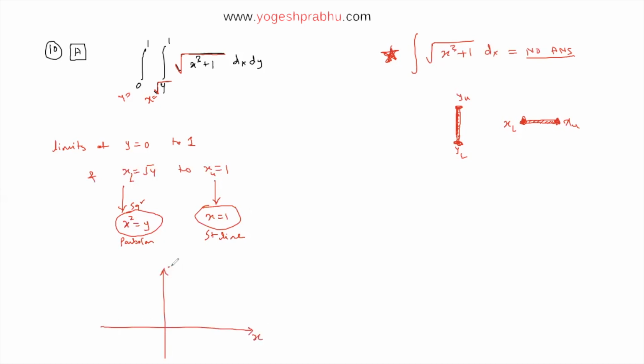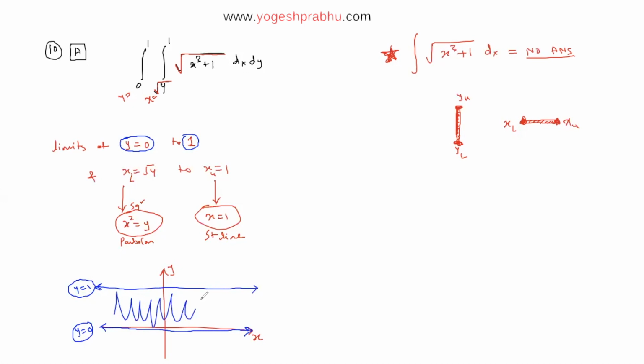See, pay attention, okay? This is x versus y. Now you tell me what are the limits for y? 0 to 1. y equal to 0 is the x-axis, no? So y equals 0 is this lower limit. And y equal to 1 is this upper line. So your y has to be between these two lines, because the limits are from 0 to 1.